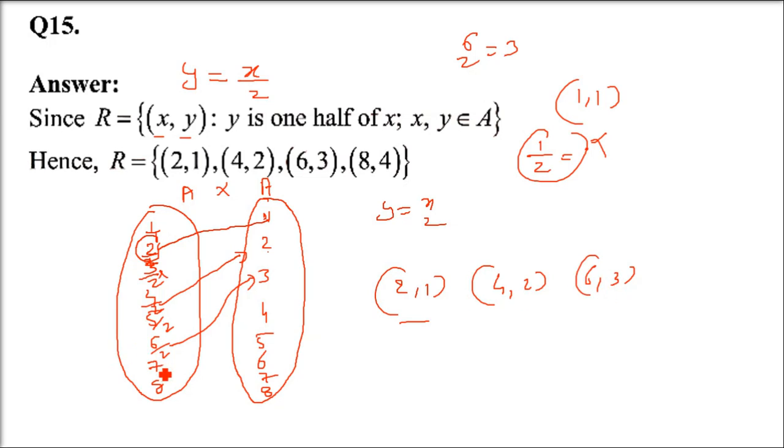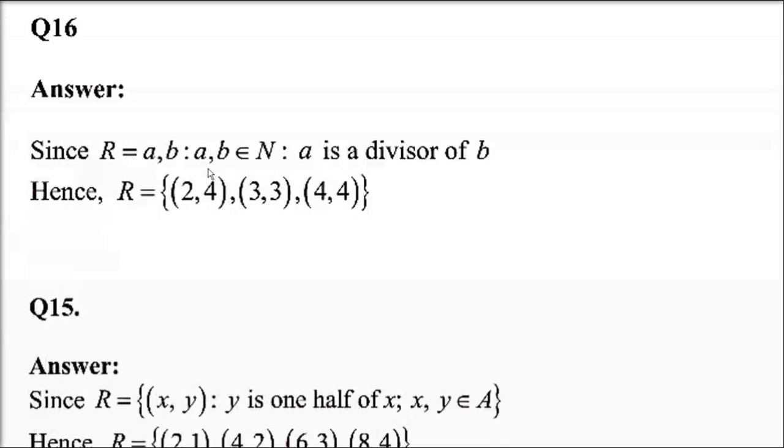Just take 6, 3. 7 divided by 2, 3.5. It is nowhere to be found. 8 by 2. Yes, 4 we have. So you can relate 8 with 4. So you see every ordered pair, y is 1/2 of x.